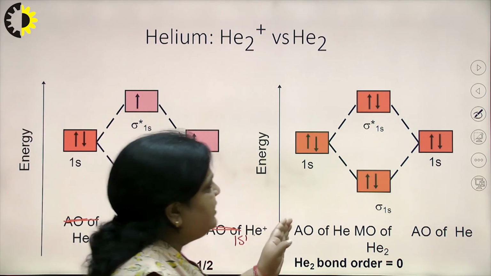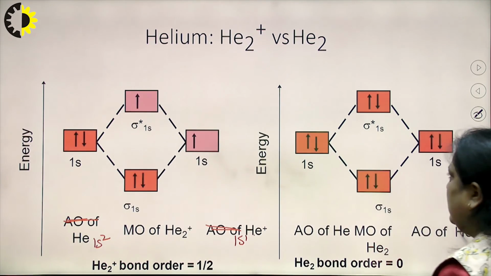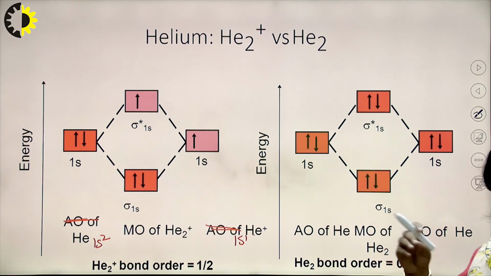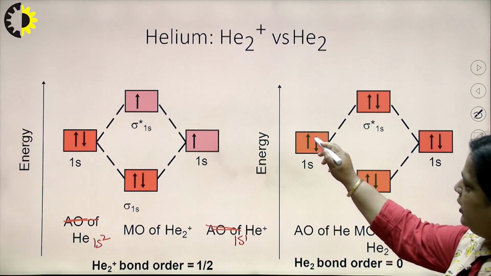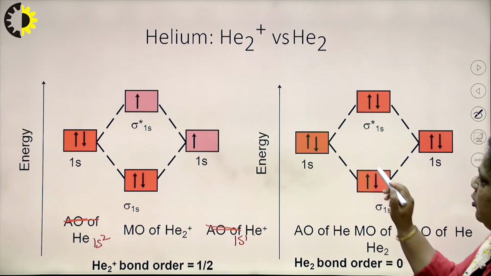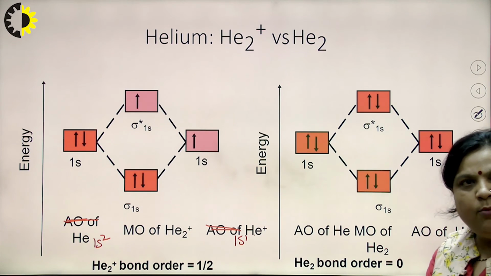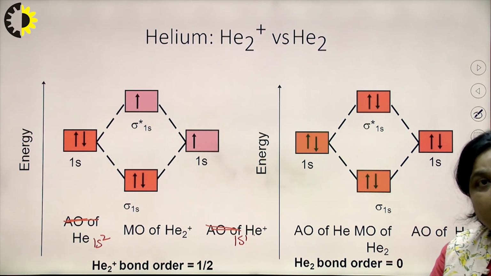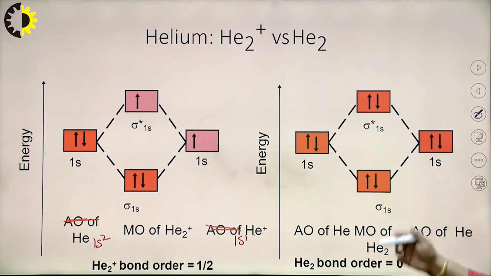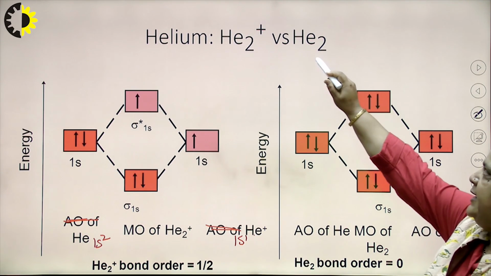Now, in case of He2, there is no plus, no minus, that is no addition or removal of electrons. So, 2 electrons of the first helium, 2 electrons of the second helium. So, total 4 electrons, 2 will be in bonding and 2 will be in anti-bonding. So, the bond order will be 0, and bond order 0 means the molecule does not exist. So, He2 is inert. He2 does not form.